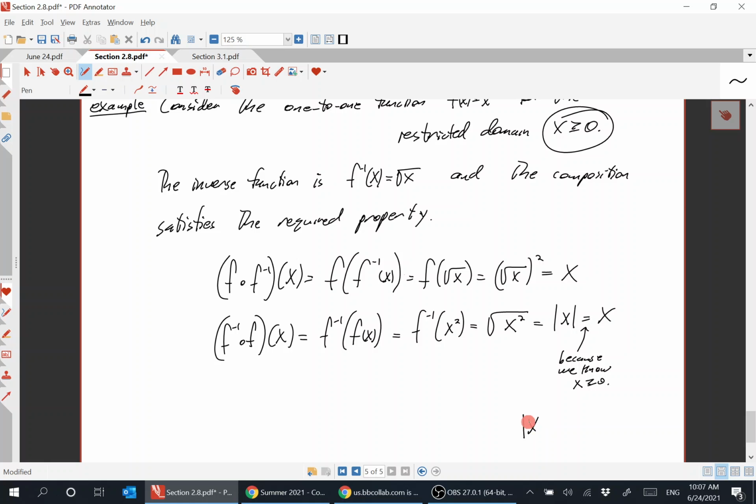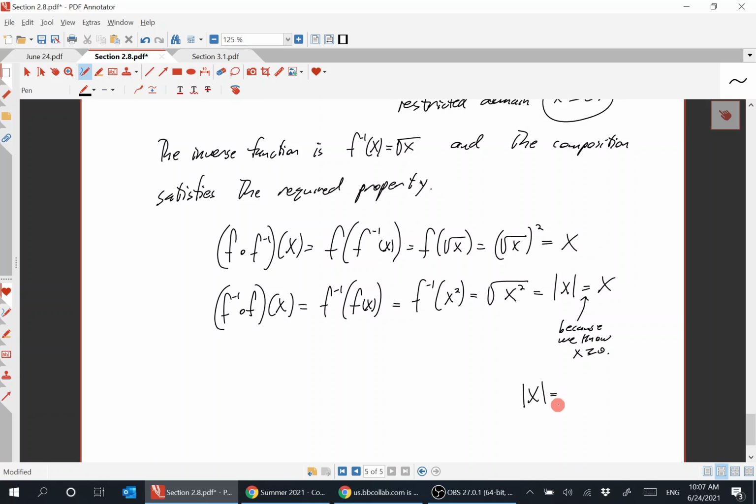If x was negative, what's the absolute value of x? So we're on the same page again. Right? If x is negative, then the absolute value of x is equal to what? How do you express that algebraically? It's minus x. Right? The absolute value of negative 3 is the negative of negative 3, which is 3.